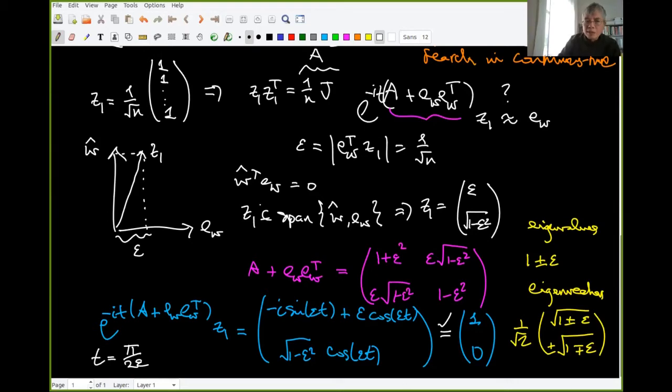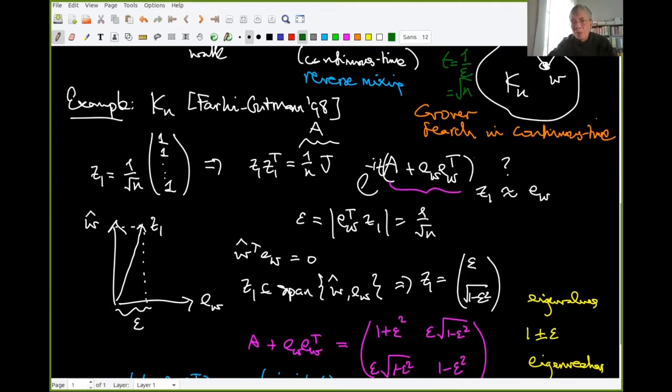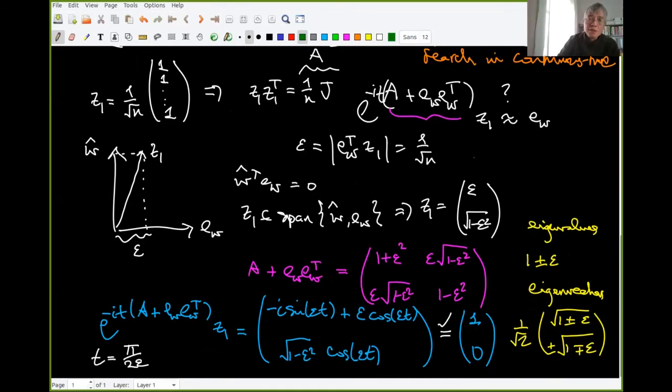Okay, so this means, yes, we can actually, over a complete graph, pick a time that is something like the inverse of epsilon. So the time to reverse this mixing is about 1 over epsilon, which is 1 over root n. So the time is about root n, and that is the time for Grover search, essentially. Okay, so this is Grover search in continuous time.